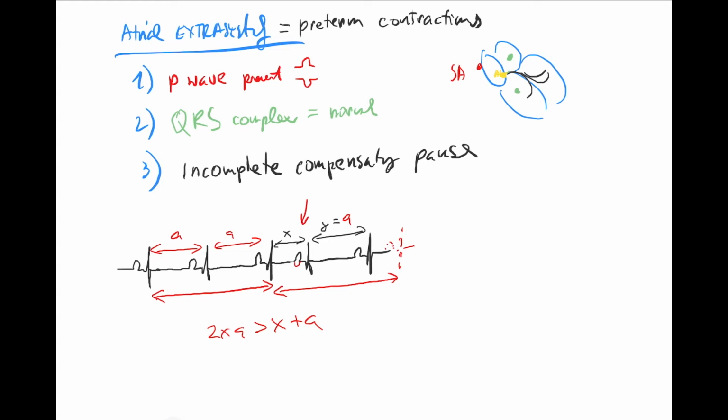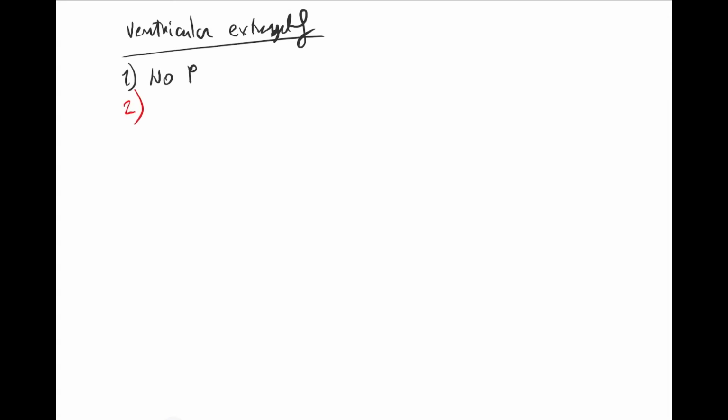I'll jump to ventricular extrasystoles. So ventricular extrasystole means there will be no P wave present. There will be QRS, and it's going to be bizarre, weird. And third, there's going to be a complete compensatory pause.